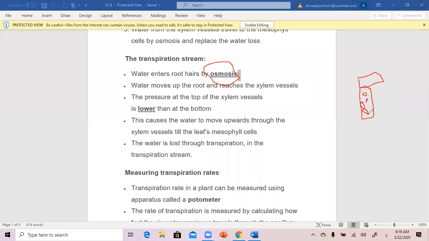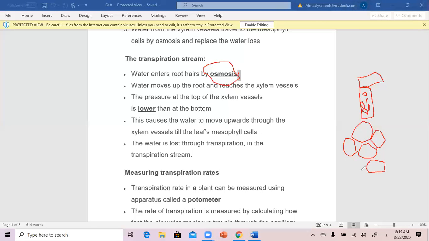Then we have a spongy cell, like that. We have a lot of spongy cells here. The spongy cells contain spaces between them. These are the air spaces between the spongy cells. So we also have the lower epidermis, like that.